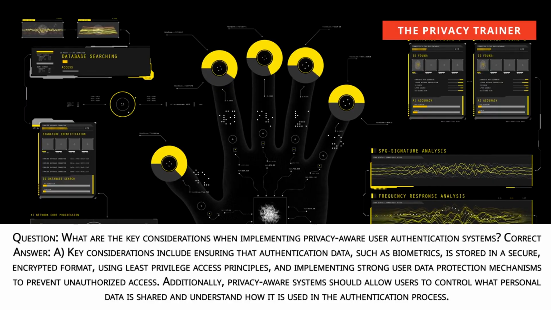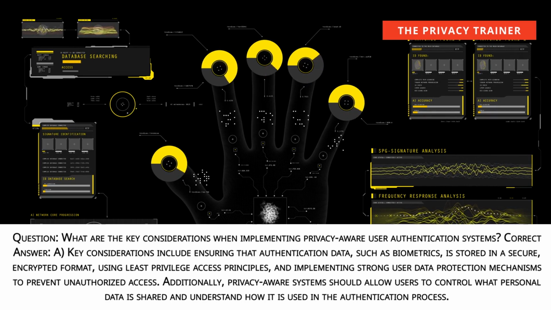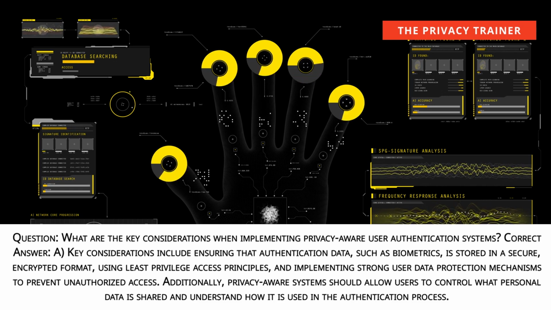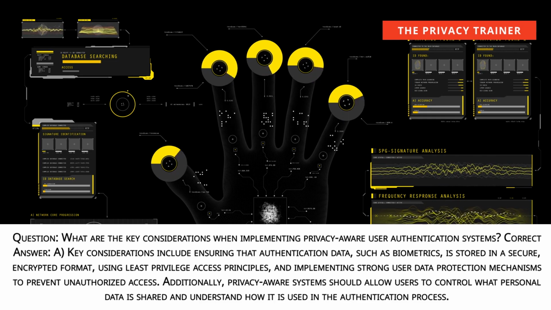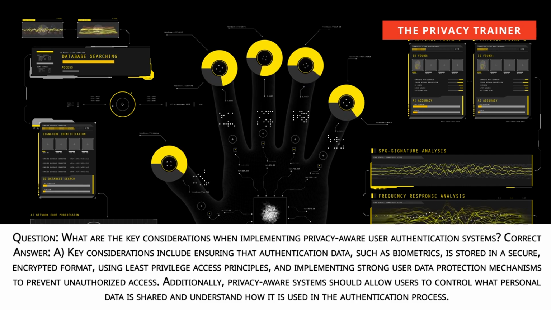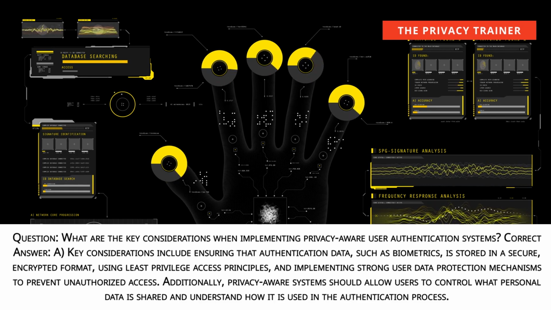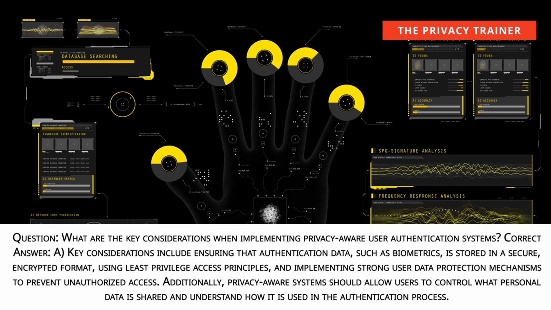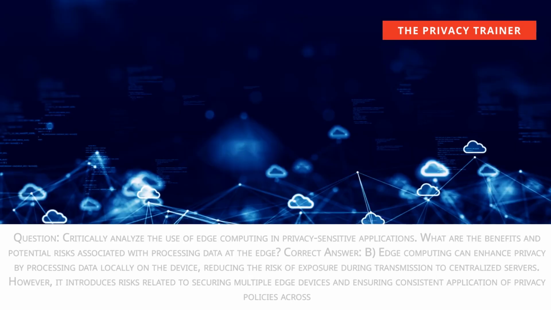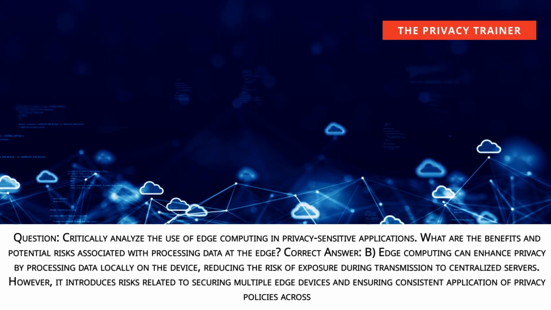Question: What are the key considerations when implementing privacy-aware user authentication systems? Correct answer: A. Key considerations include ensuring that authentication data, such as biometrics, is stored in a secure, encrypted format, using least privilege access principles, and implementing strong user data protection mechanisms to prevent unauthorized access. Additionally, privacy-aware systems should allow users to control what personal data is shared and understand how it is used in the authentication process. Question: Critically analyze the use of edge computing in privacy-sensitive applications.